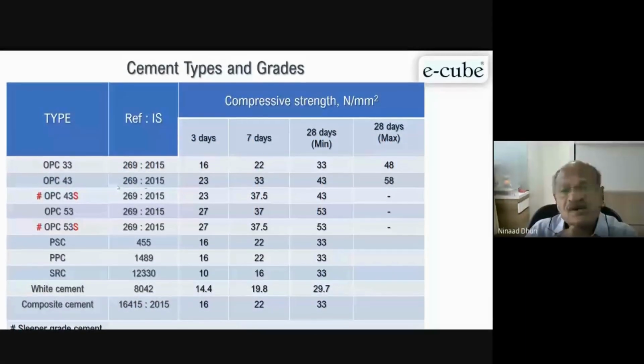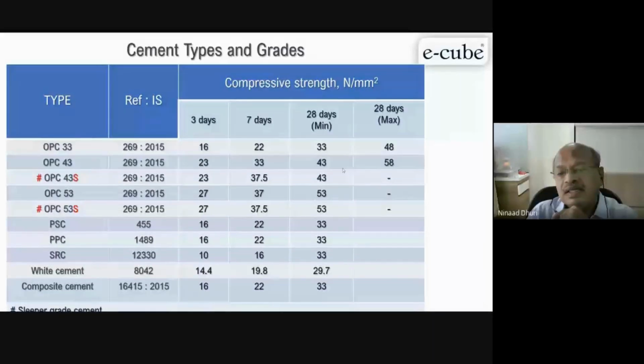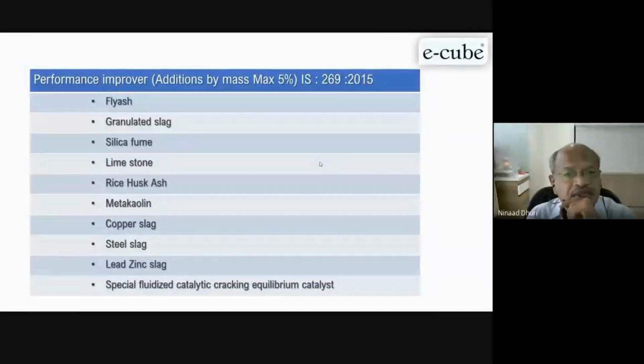It's OPC 53 or 43 grade. The 5% performance improvers allowed to use is the addition of up to 5%. So IS 269:2015 has allowed cement manufacturers to use up to 5% along with your OPC clinker plus gypsum. This means you have 95% OPC and 5% performance improver.